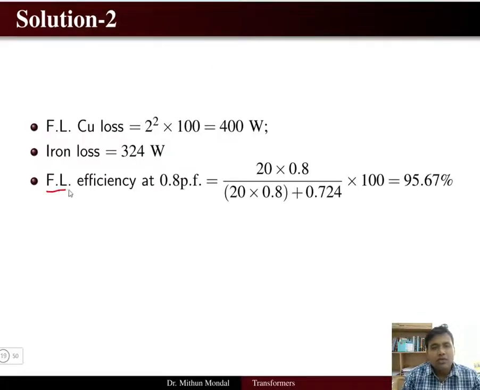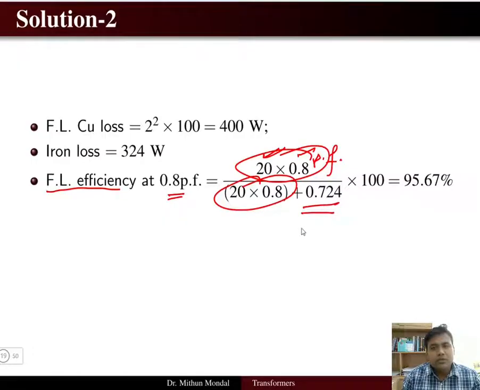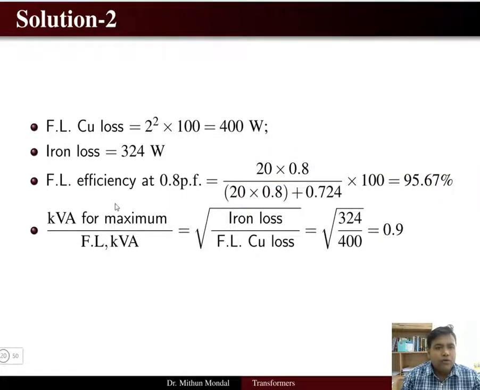So full load efficiency at 0.8 power factor condition will be: what is the power output, that is the kVA output 20 multiplied with the power factor, that is 0.8. So the same thing will repeat here also, plus the total losses of the machine, that is iron loss plus the copper loss, whatever we have. So it comes to be 95.67%.